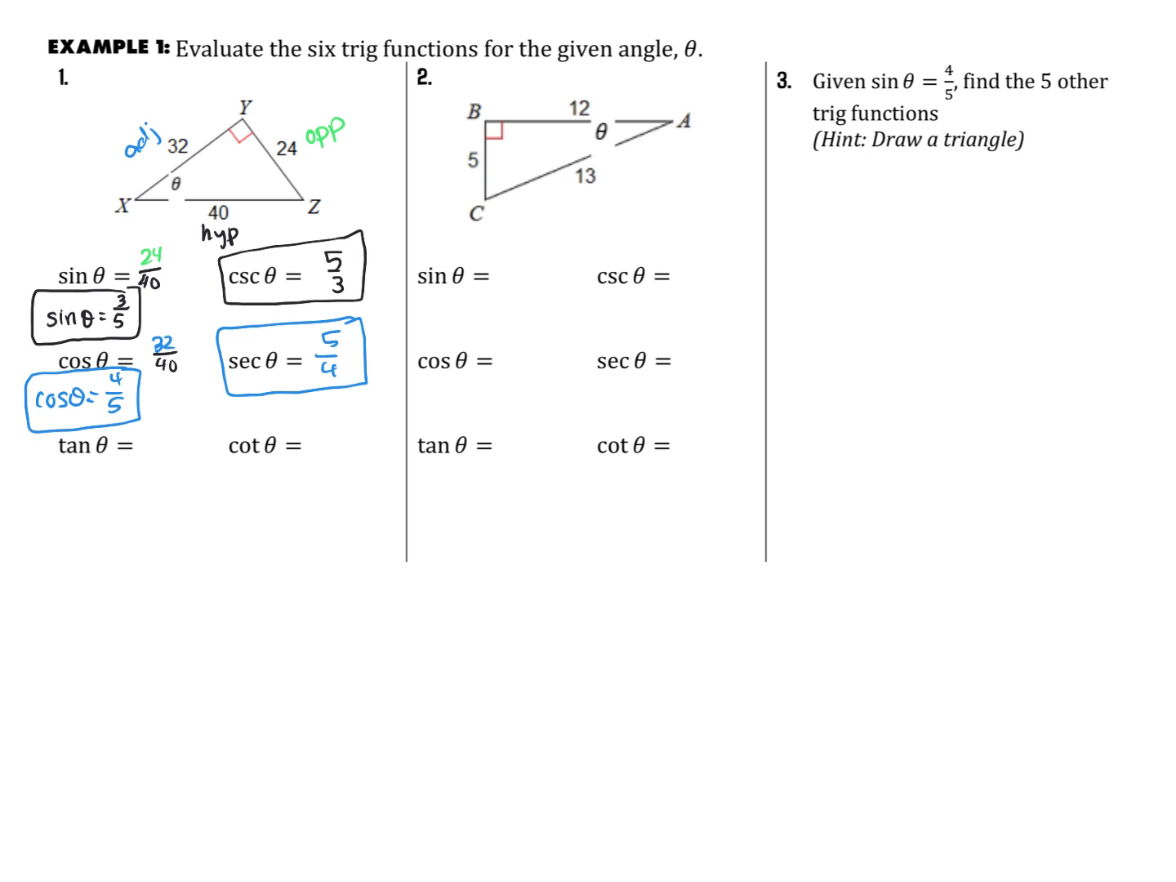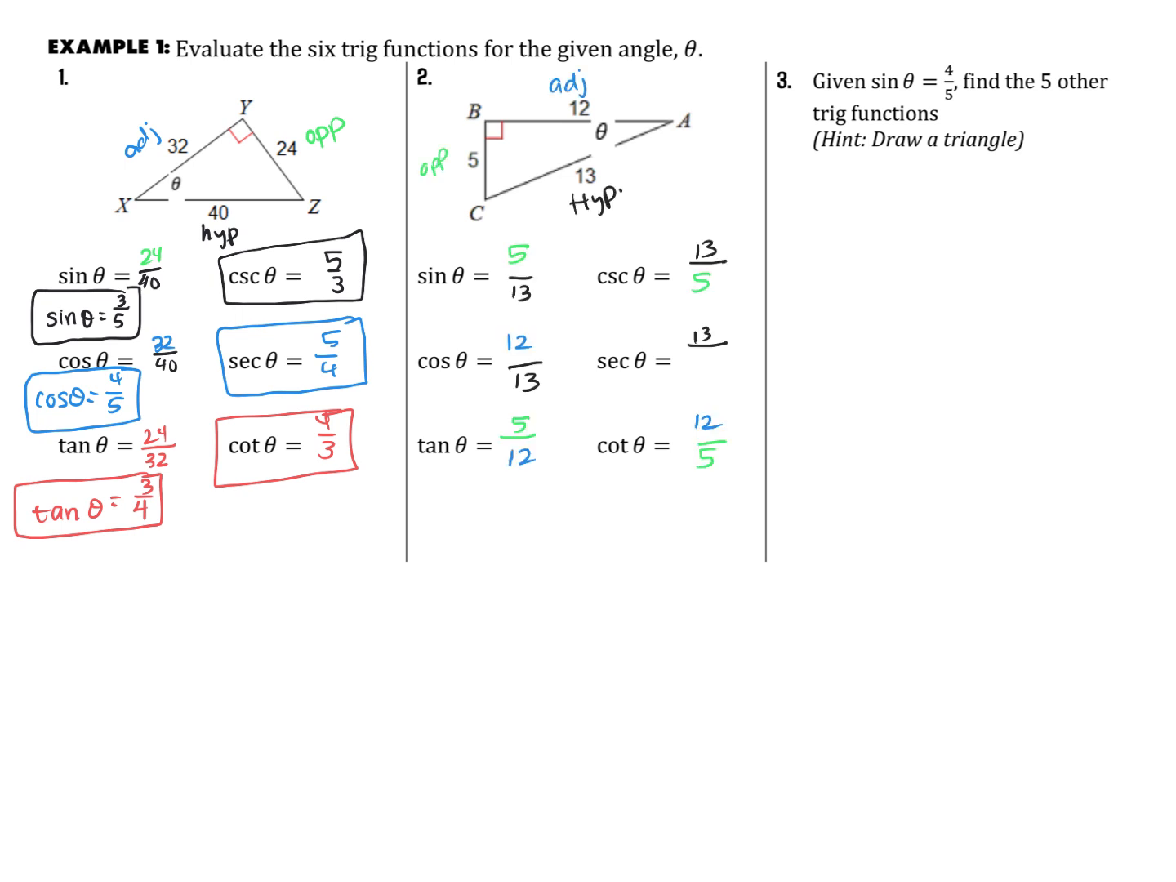Tangent of theta is going to be opposite over adjacent, so 24 over 32. Again, we can divide both of those by 8 to simplify to get 3 over 4, which means that cotangent is going to be 4 over 3. I want you to go ahead and pause the video and work through number 2 on your own, and then unpause the video and see how you did. So 5 is opposite, 12 is adjacent, 13 is hypotenuse, and now we can identify each of those 6 trig functions.